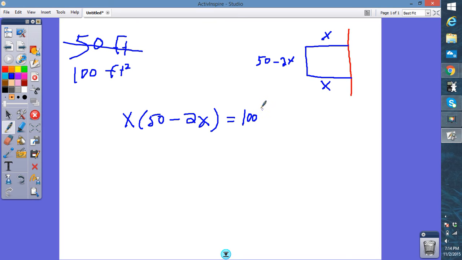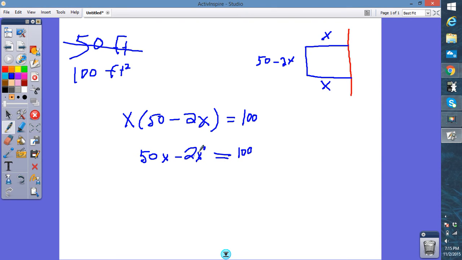Now it doesn't look like a quadratic yet, but you're going to have an x times an x. So you're going to distribute these out. You're going to get 50x minus 2x squared is equal to 100. Starting to look more and more like a quadratic equation.